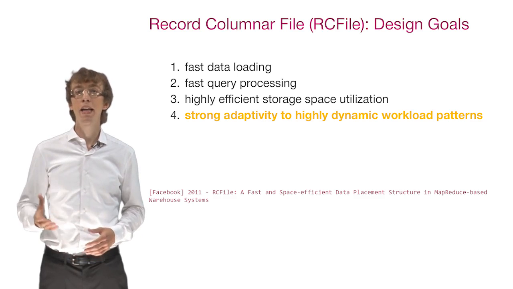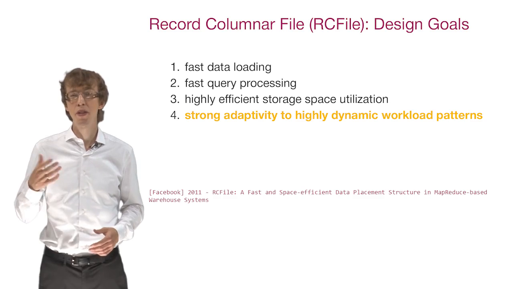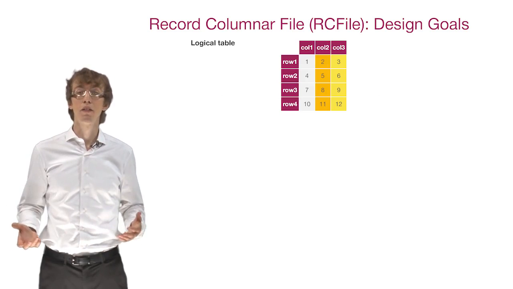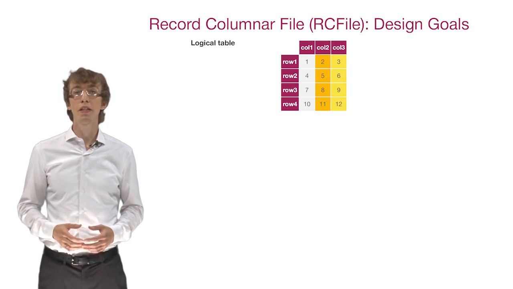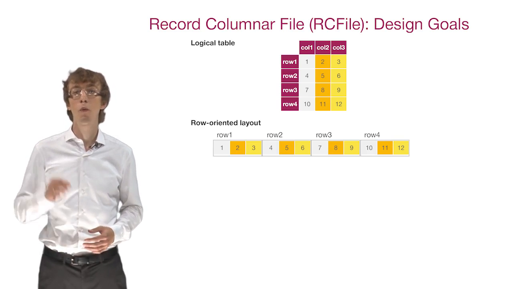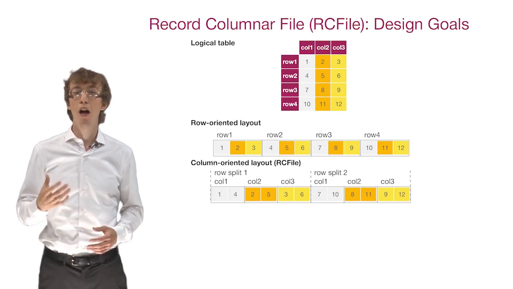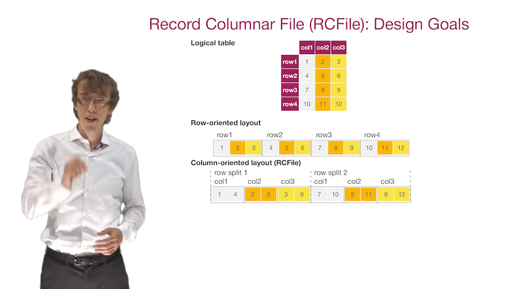RCFile was widely adopted by Hive and Pig in Facebook and Yahoo. So how did they manage to achieve all of these goals? All genius ideas are really simple, and this one is not an exception. The logical table is divided into row splits. And then, instead of storing a row split sequentially, reading from left to right and from top to bottom, you store your data by columns, in other words, reading from top to bottom, from left to right.